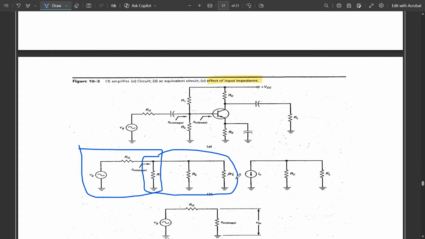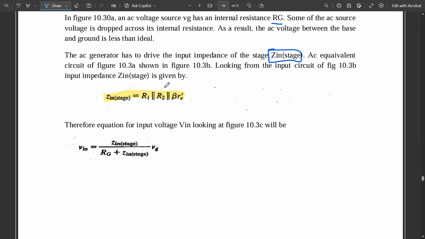Whereas Z in base, you should know the difference between Z in base and Z in stage. Z in base only comes when we replace the transistor with its equivalent impedance, whereas Z in stage is the total impedance of the complete DC circuit, which is kept in parallel here. It won't be the same for all circuits; it would vary with respect to different amplifier circuits. If you write its AC model in the pi model, you see here they are in parallel, so that's why you would get this equation.